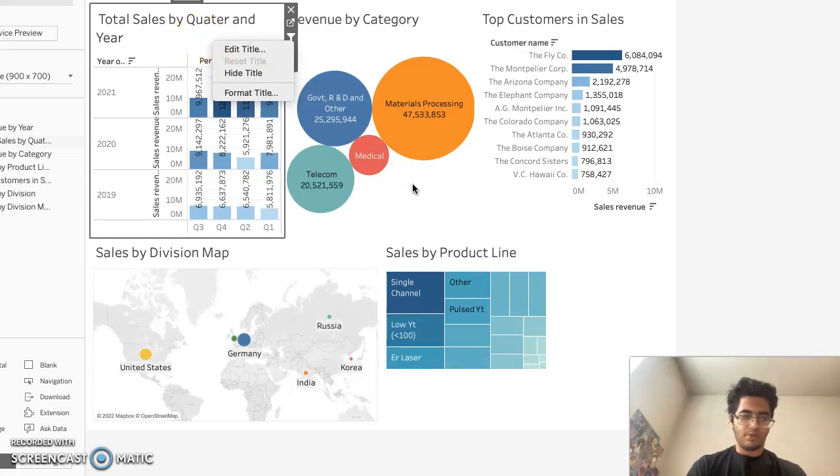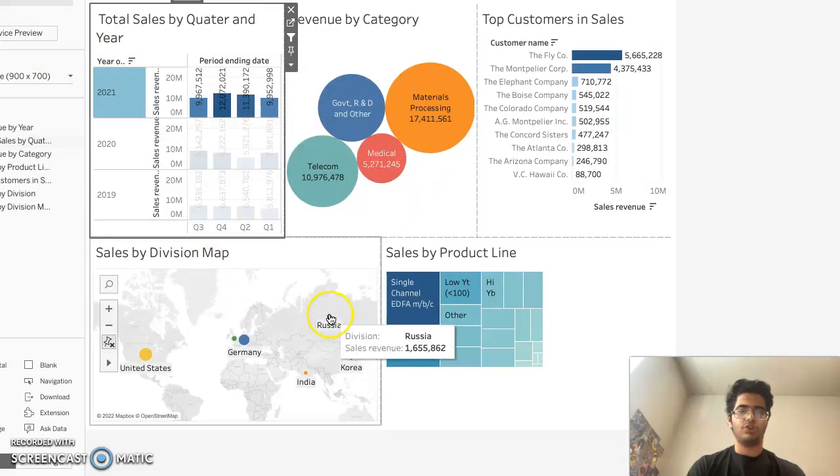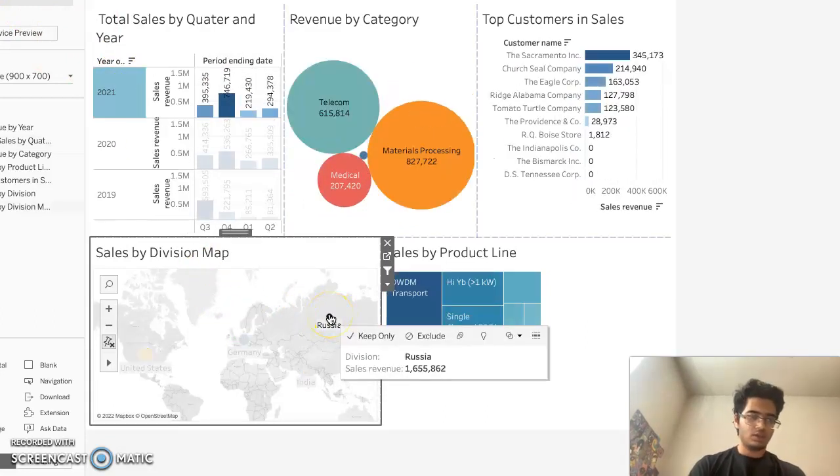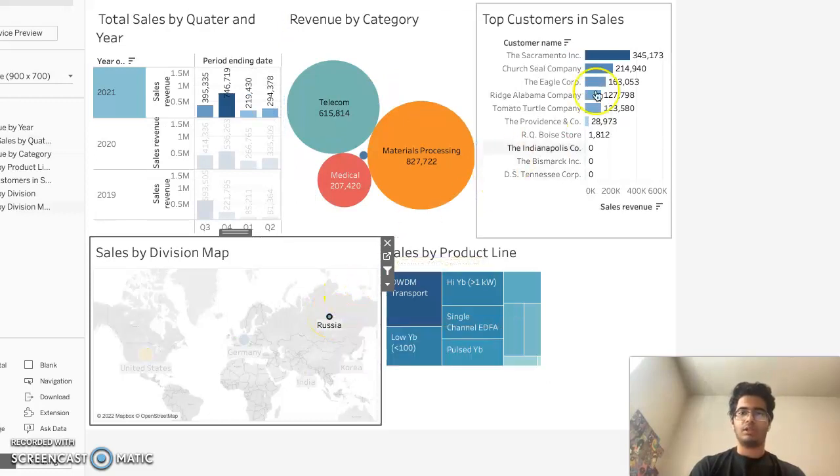To our eighth question. Sorry, the seventh question: who is the top customer for Russian division in 2021? Here we select 2021 Russian division. The top customer is the Sacramento company, and that is 345173. Now we go to the eighth question.